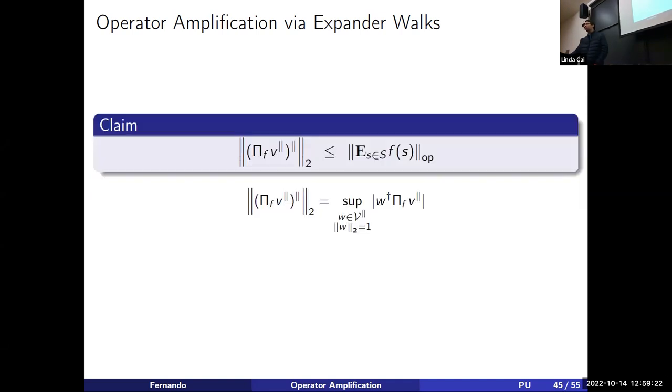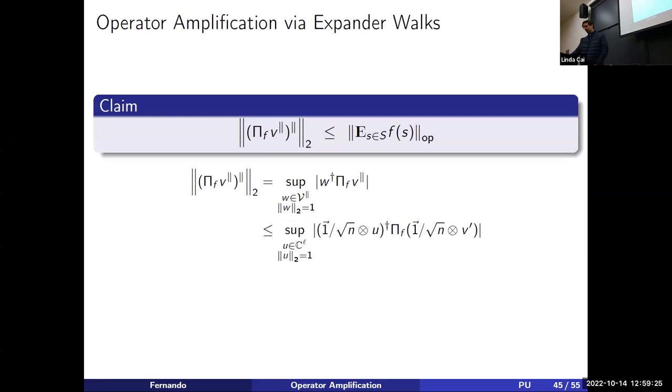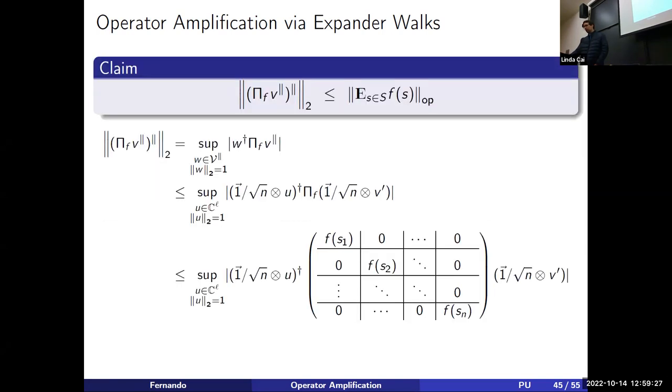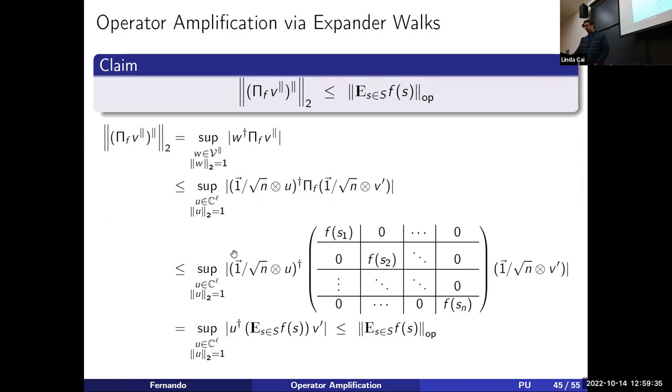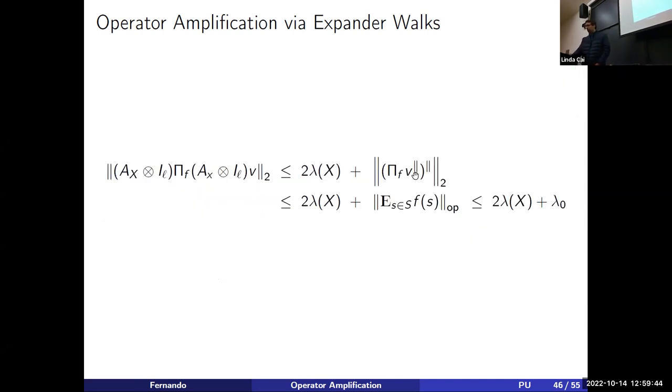So there is a proof, but in the interest of time, let me not go over it, but it's not a very complicated proof. So somehow there's some sort of sandwiching going on with this block matrix. You unroll the proof and there is some sandwich, and at the end you get some sort of sandwiching of the average of a matrix sandwiched by two vectors, and then you have the operator norm here. Okay, and if you put this together, you get two lambda x of the auxiliary expander plus some lambda naught.